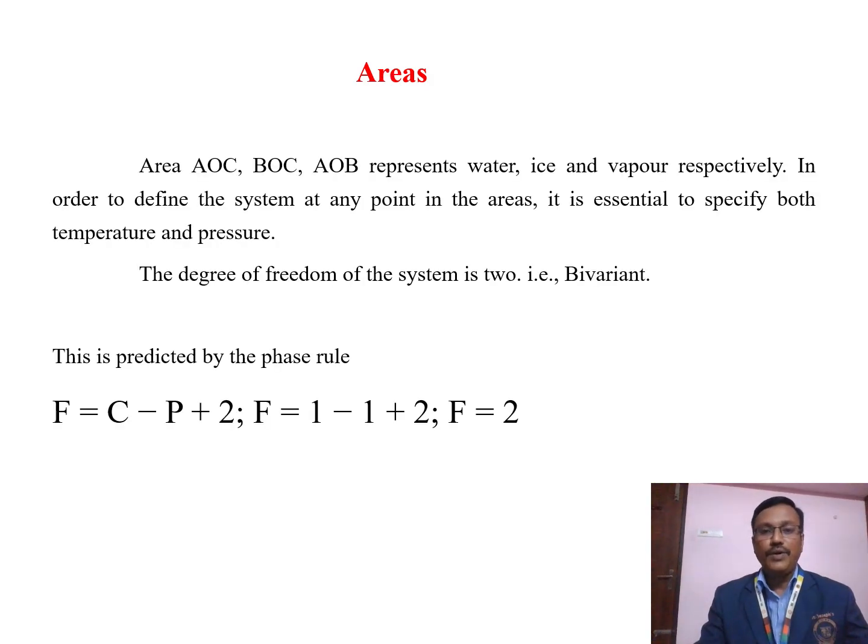Next thing we will discuss is areas. What are the areas? Areas AOC, BOC and AOB. All are representing water, ice and vapor respectively. In order to define the system at any point in the areas, it is essential to specify both temperature and pressure. The degree of freedom of the system is always 2, that is known as bivariant.